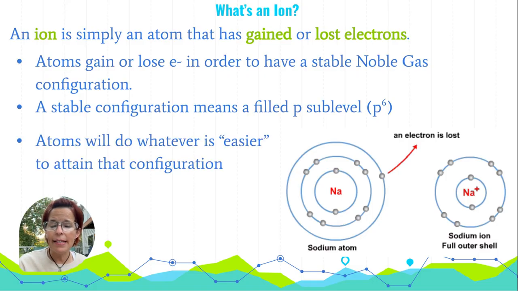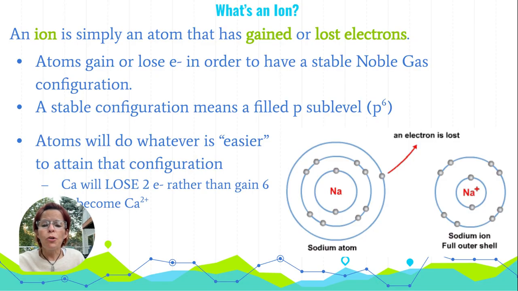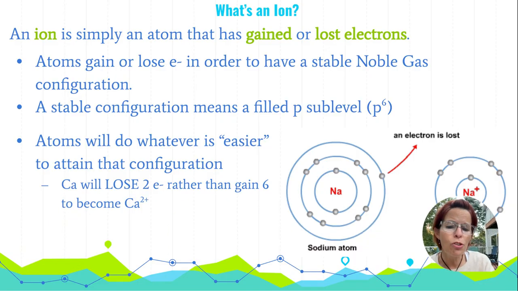Atoms will do whatever is easier, and that's very anthropomorphic, which means we're acting like it's a human. It's not at all. But is it easier to lose one electron or gain 7 in order to be a stable element? And the answer is it'll lose 1 electron. So in this example, calcium will lose 2 electrons rather than gain. Calcium will lose 2 electrons.